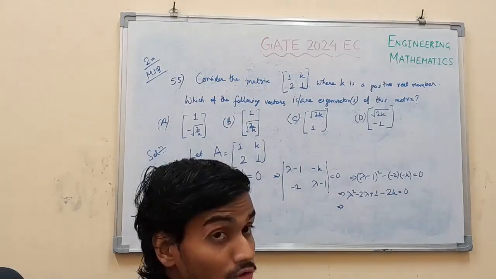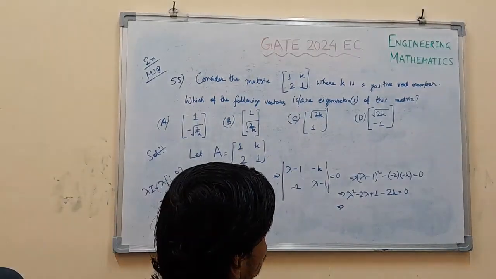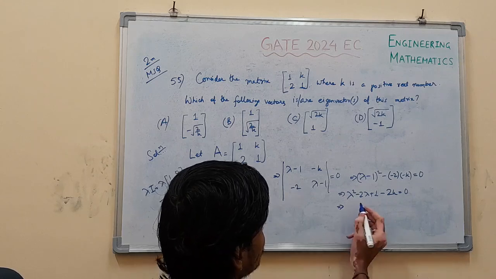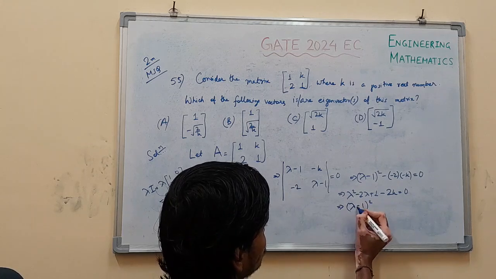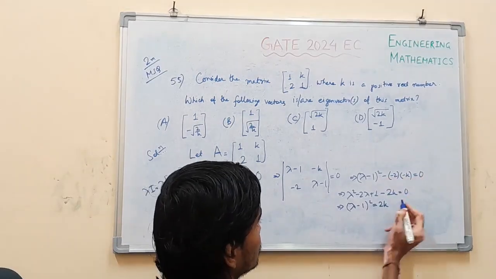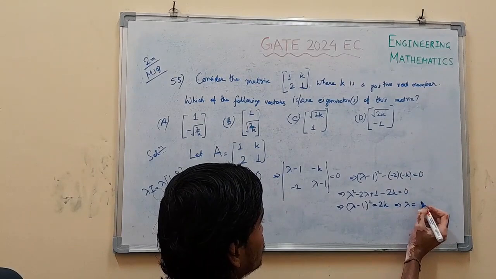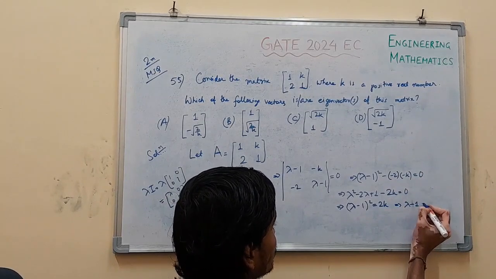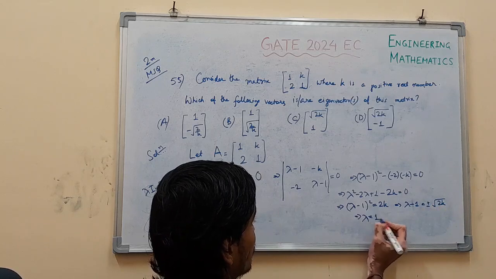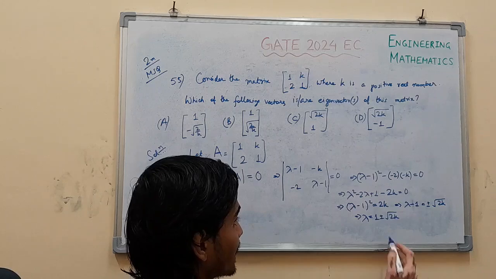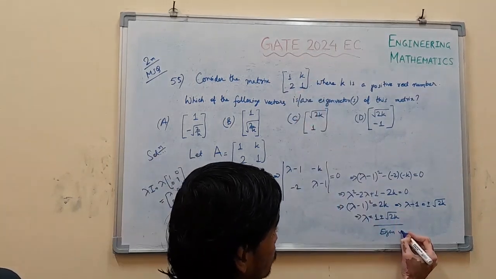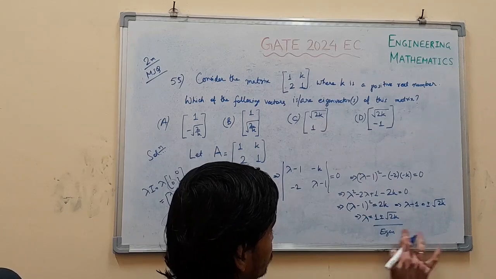So what are the characteristic eigenvalues? Lambda minus 1 whole square equal to 2k. So lambda minus 1 will be plus minus square root of 2k. So lambda will be 1 plus minus square root of 2k. So this is the eigenvalues, basically, of A, the given square matrix.